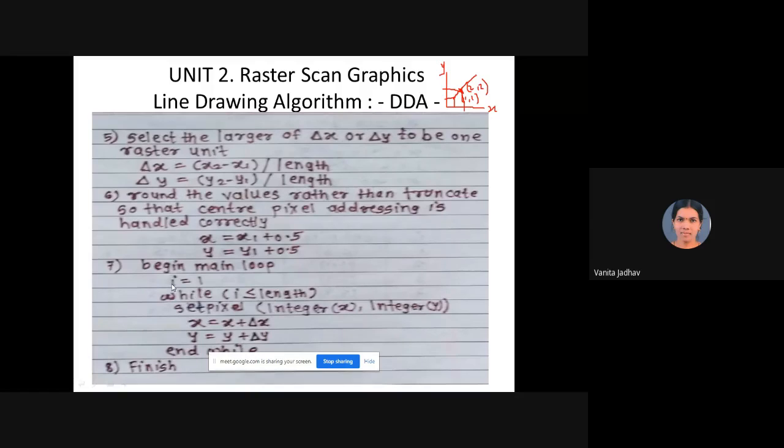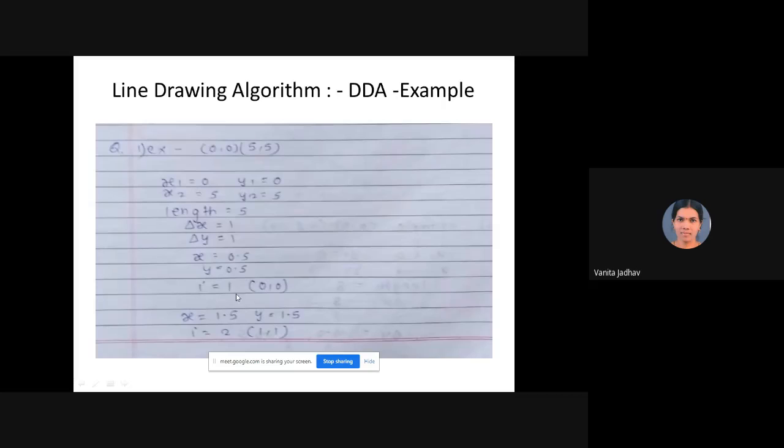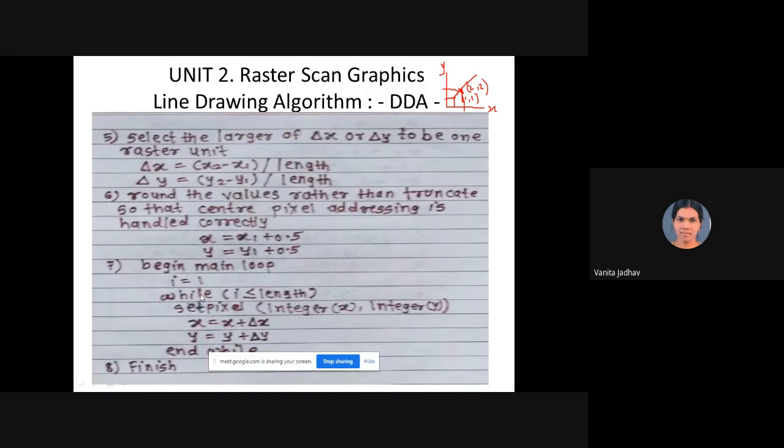So now the value of I will be 1. I'm showing the cursor over here. So when the value of I is 1, while I is less than or equal to length. What is the value of length over here? 5. Length is 5. Okay. So what is the value of I? I is 1. So 1 is less than or equal to 5. Condition is true.